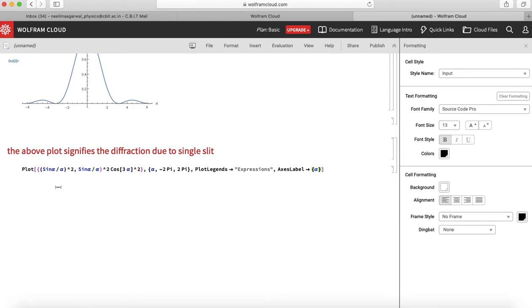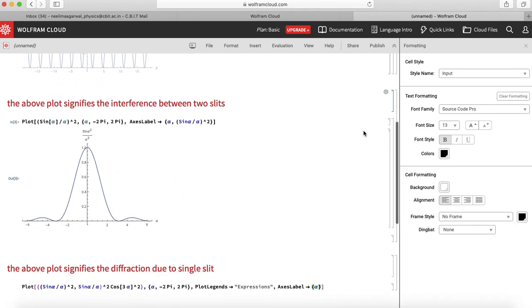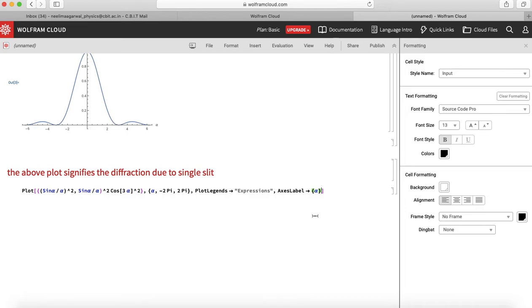Okay, there is some mistake because it's showing red. Plot legends, yes, here one is missing. No, I don't need this. Sin alpha, yes, I need this. Sin alpha by alpha whole square, cos square 3 alpha, multiply. Let's run and see. Shift enter.